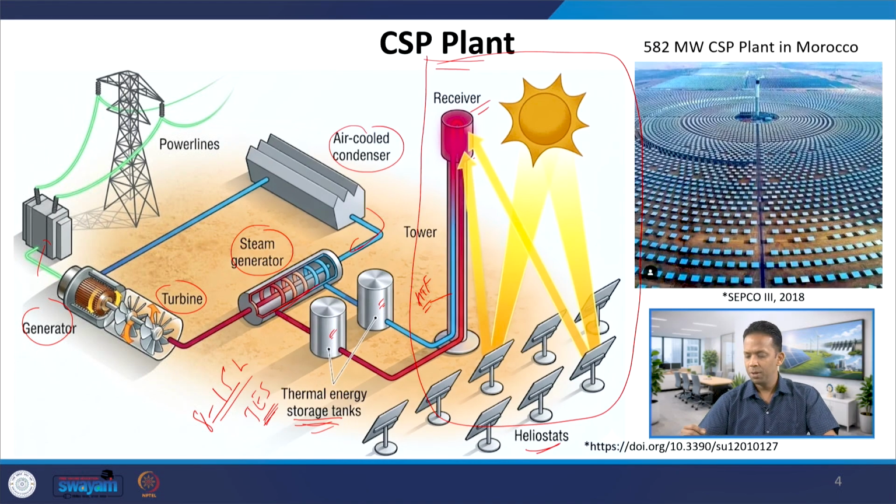So this is a typical real world, I think one of the world's first big solar thermal power plants, of 582 megawatt in Morocco. You can see it's a heliostat based plant having a solar tower, and on the top it is a receiver, and so huge. We'll look at this plant's details in the case study, but yeah, this is a typical concentrated solar power plant.